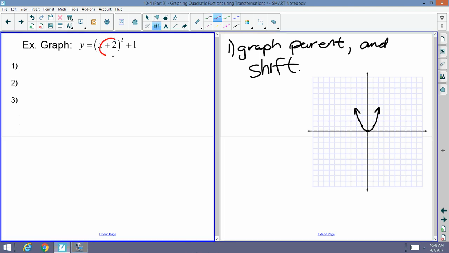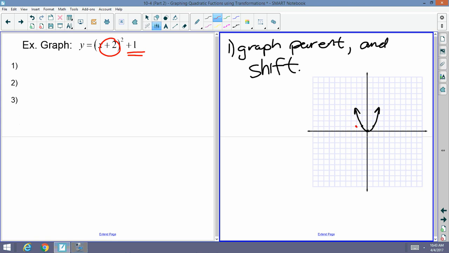Guys, how was this graph shifted? 2 to the left and up 1. Remember, they're opposites, guys. When you have x plus an h, that means you have a negative h, you go to the left. So these points are shifted to the left and up 1. To the left, up 1. To the left, up 1. So 1 to the left, up 1.